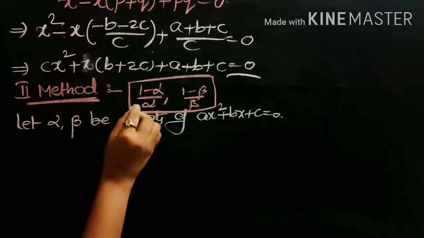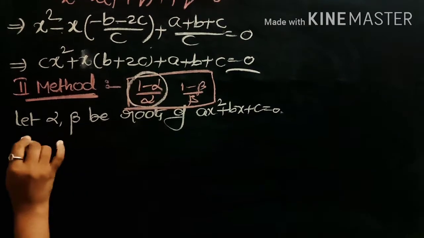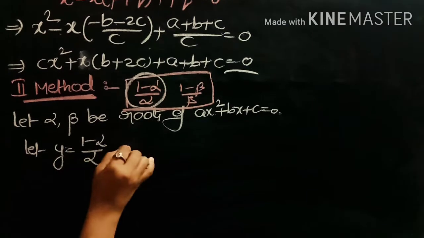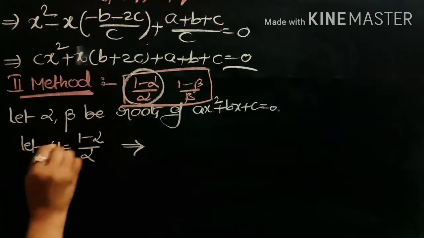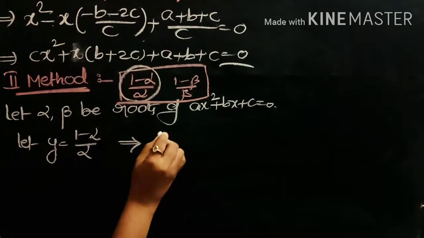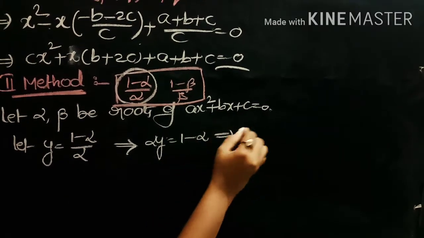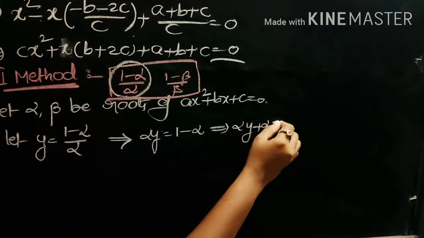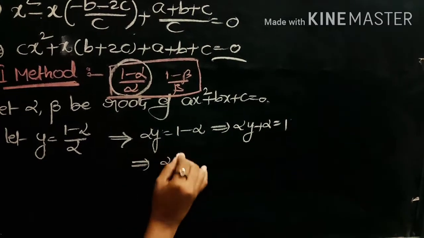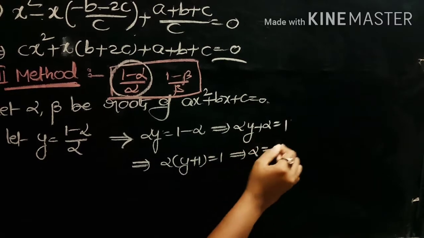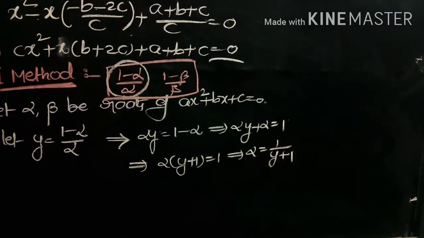So first I take one of the values as y, that is, let y is equal to (1 minus alpha) by alpha. We are taking any one of the roots as y. Now by taking cross product, alpha y is equal to 1 minus alpha, that is alpha y plus alpha is equal to 1, that is alpha into (y plus 1) is equal to 1, which implies the value of alpha is equal to 1 by (y plus 1).